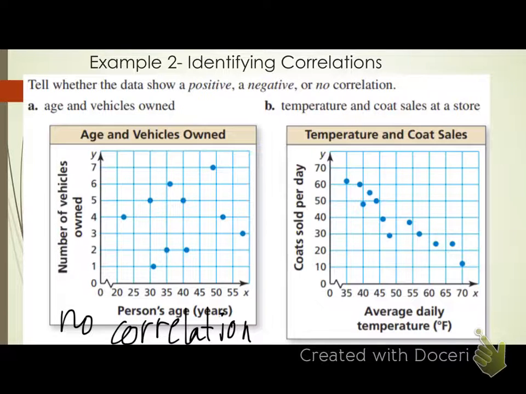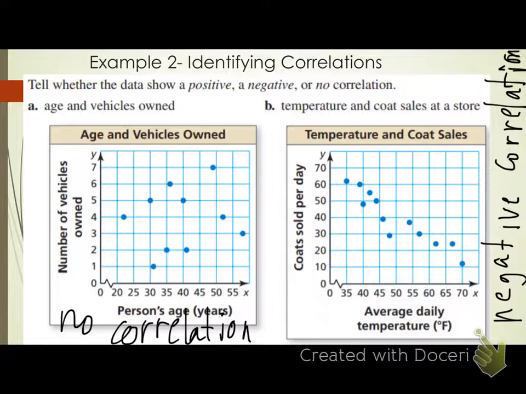Letter B, I've got temperature and coat sales at a store. X-axis is average daily temperature in degrees Fahrenheit. Y-axis is coats sold per day. What kind of correlation do I have here? Negative. They're all clustered around this line that's going downhill from left to right. As my x values are increasing, my y values are decreasing. So this one would be a negative correlation. Questions on B? That's it for B.